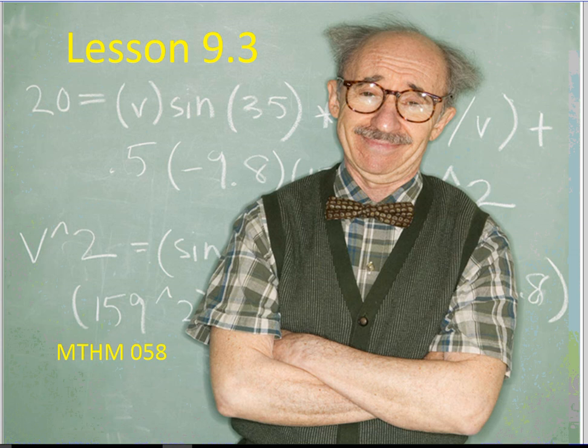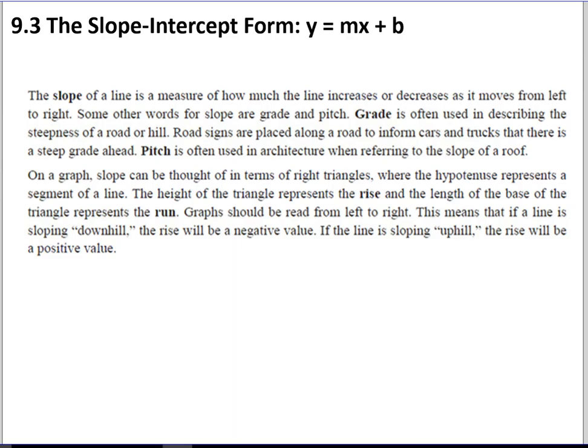We're going to look at section 9.3 today, which is the slope-intercept form of the line, and it's in the form y equals mx plus b. So to start off, let's look at what slope is. The slope of the line is a measure of how the line increases or decreases as it moves from left to right. Some other words for slope are grade or pitch.